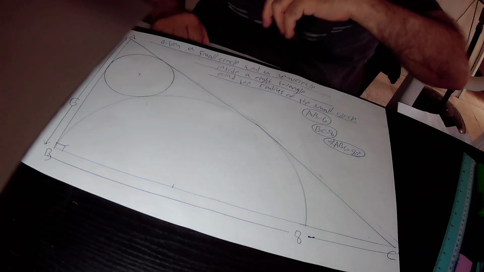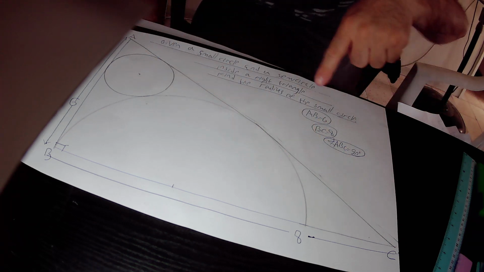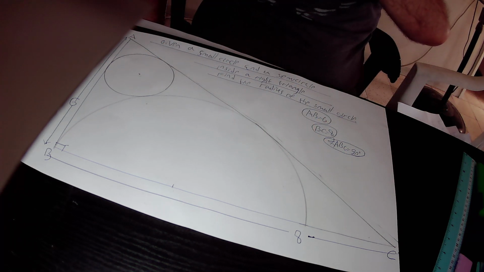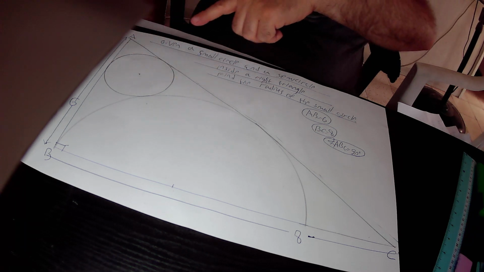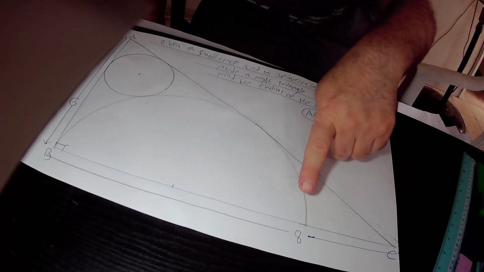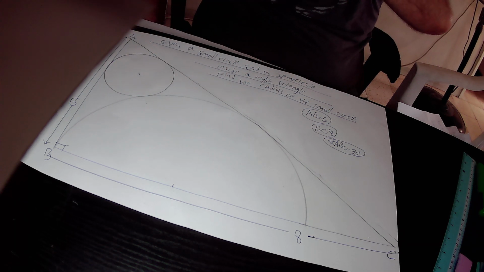And now in this lecture we find out the radius of the small circle. In the drawing we have the right angle ABC. Side AB equals 6 units in length, side BC equals 8 units in length. This is angle ABC, that is the right angle.